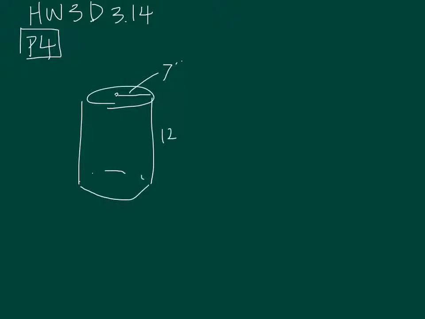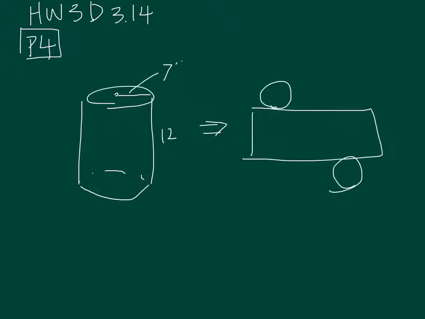So as we learned, the right cylinder can be opened up and we'll have two circles and one long rectangle. That height will be exactly the same as that height, but the problem is the base. How can we find the base of the rectangle?